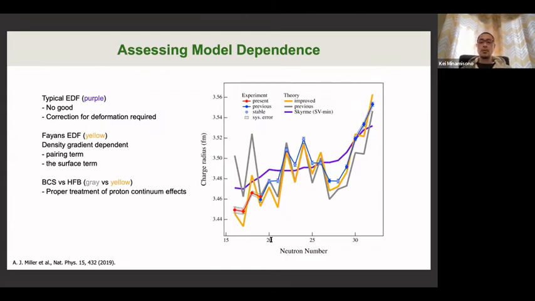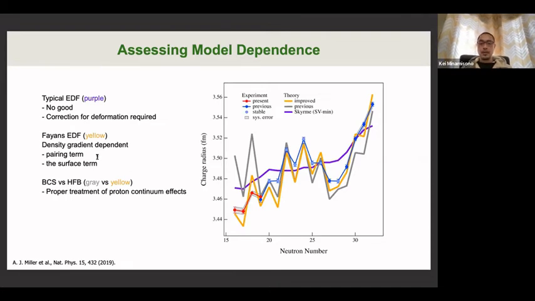However, like I said, all the L measurements are model dependent, and it's very important to assess the model dependence. As an example, I'm showing the result of the calcium charge radii chain together with several theoretical calculations. The first one is the typical EDF calculation, SV-min or Skyrme-type EDF. If you look at this line, it does not reproduce the local variation of the charge radii at all. So in that sense, this is no good. This spherical calculation requires some sort of corrections, like the quadrupole deformation correction. And that's the model we use for the present analysis.